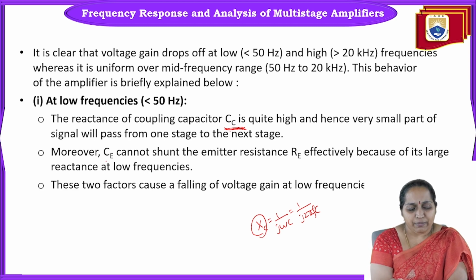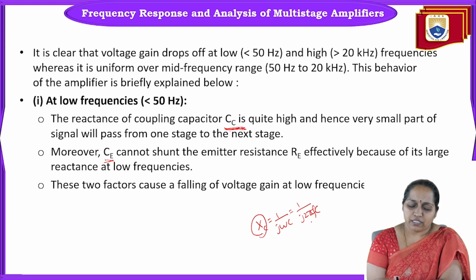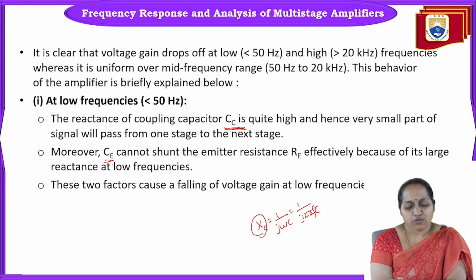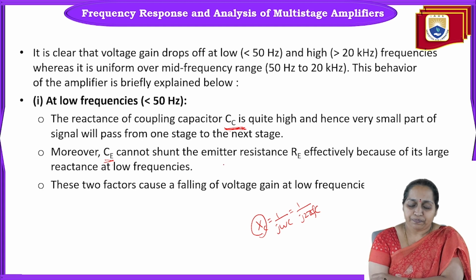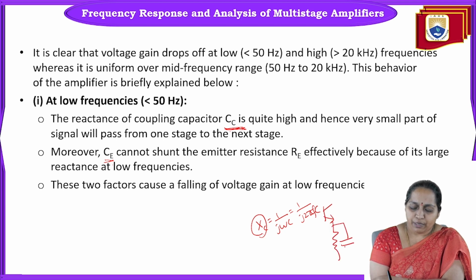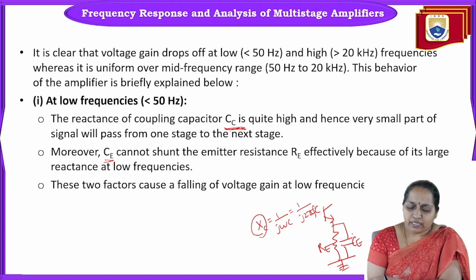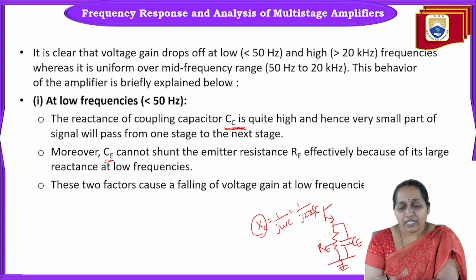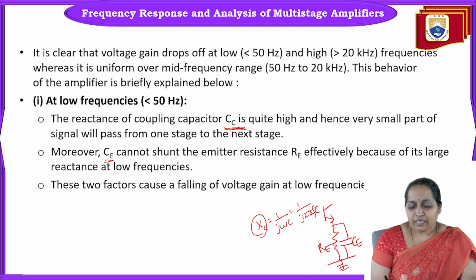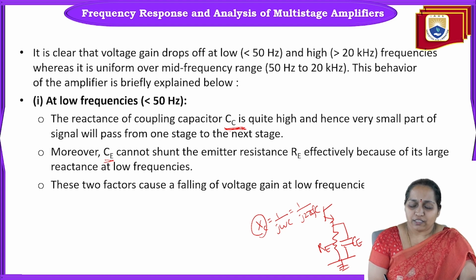The second thing: the emitter bypass capacitor CE is the same. For lower frequencies, the reactance offered by this emitter capacitance is also quite high. Because of its large reactance at low frequencies, it will not shunt the emitter resistor properly. We have seen in the amplifier circuit that in the emitter, we have the emitter resistor RE and bypass capacitor CE. Usually you use CE to provide low reactance for the output. But for lower frequencies, the reactance offered by this capacitance is high, so in other words, it is not shunting the emitter resistance properly.